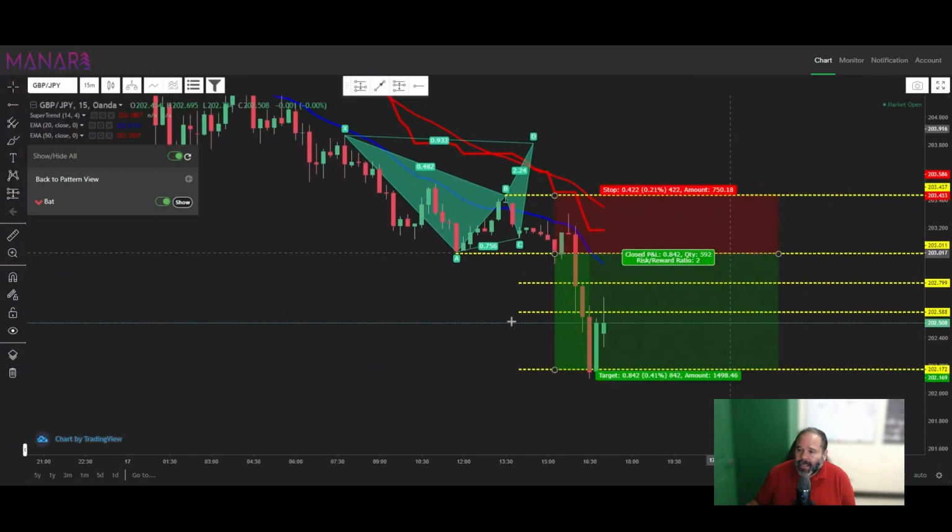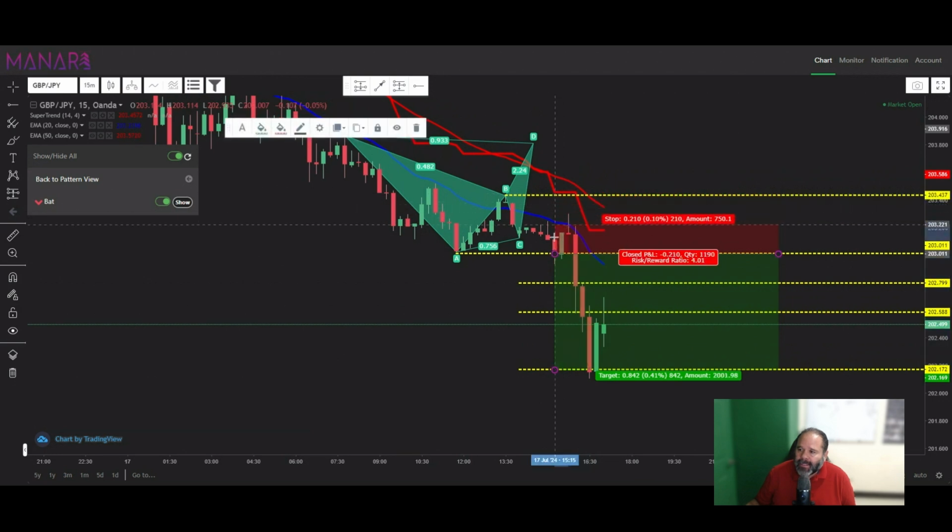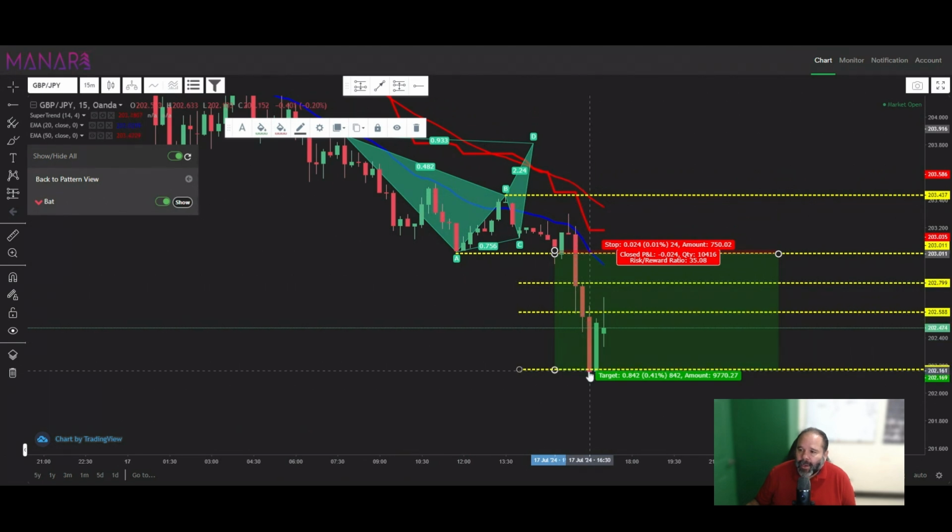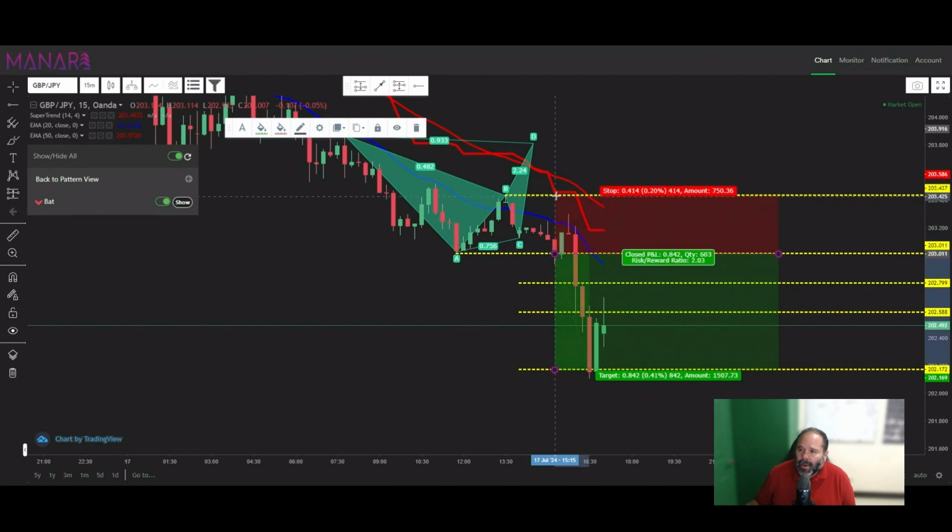Look at this. It went to TP1. It went to TP1. Right there, you could have sold partials and moved your stop loss to break even. And then it went straight to TP2 and then straight to TP3. This was a beautiful entry all the way to TP3.